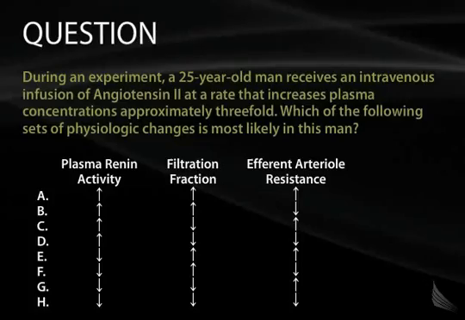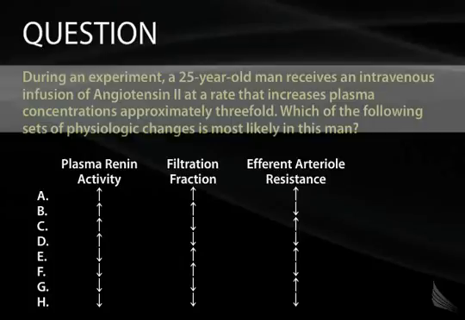So let's put that feedback system into some context by doing this question. During an experiment, a 25-year-old man receives an intravenous infusion of angiotensin 2 at a rate that increases the plasma concentration approximately threefold. Which of the following sets of physiologic changes is most likely in this man? This question requires you to understand a little bit about the feedback. Remember, the feedback system we're talking about is the renin, angiotensin 2, aldosterone system. If you're increasing angiotensin 2, you're going to be increasing aldosterone. If you increase aldosterone, then the feedback would be to suppress renin. Once renin is suppressed, that is a negative feedback.